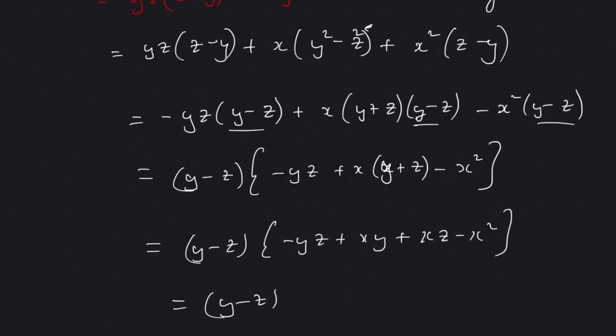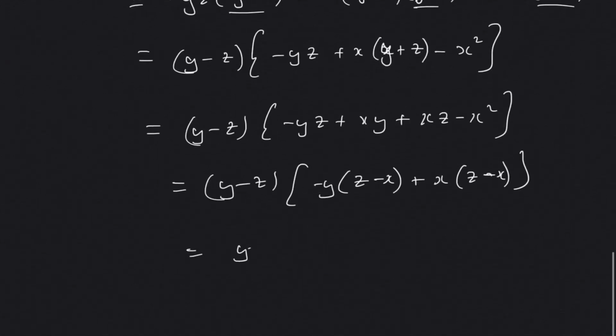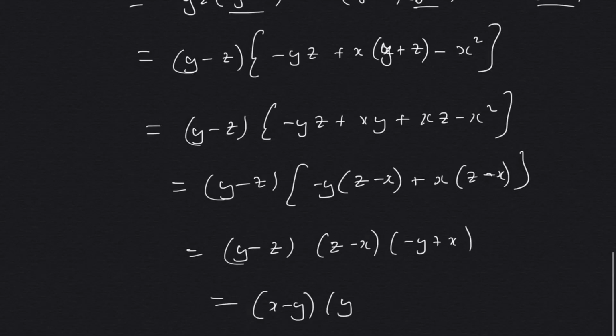So (y minus z), we can have minus y common, so (z minus x) plus x (z minus x). So (y minus z)(z minus x) common, (minus y plus x). In other words, arranging, (x minus y)(y minus z)(z minus x). So that's how the solution will be done.